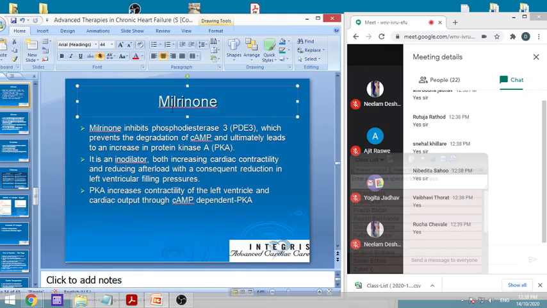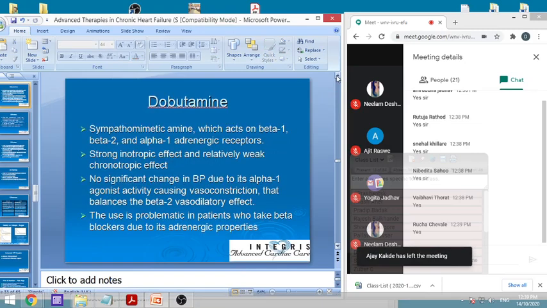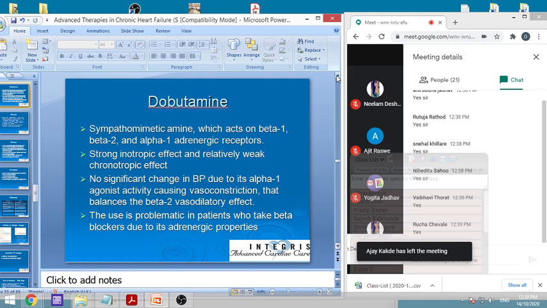So the drugs which are an example of these are dobutamine. I told you it is a beta 1 agonist. We have seen it earlier, and it causes action on beta 1 more prominently. It also causes beta 2 and alpha 1. It has a strong inotropic effect and relatively weak chronotropic effect. That means it causes an increase in force of contraction comparatively more than the heart rate. It doesn't increase heart rate too much.